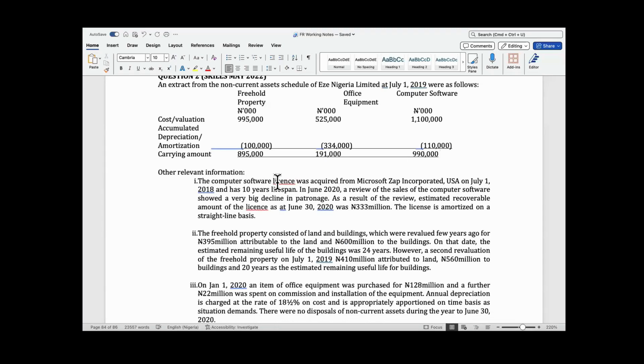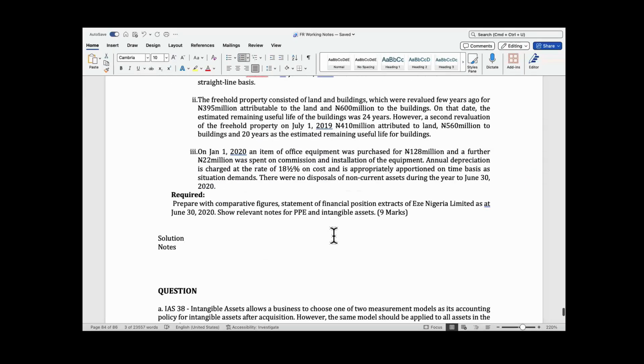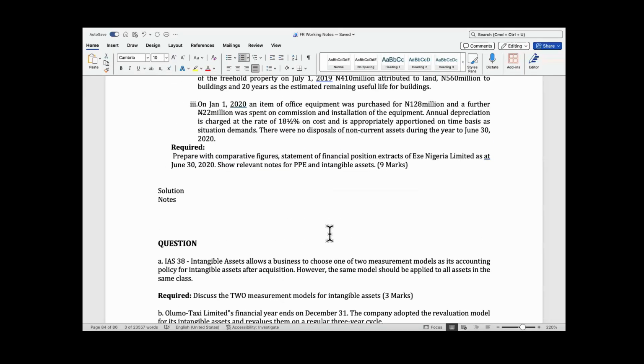So the first one is a computer software license. This is an intangible asset. They acquired it July 1st, 2018. And it has 10 years lifespan. And in June 2020, you know that June 2020 is the end of the year. That's the end of the year.